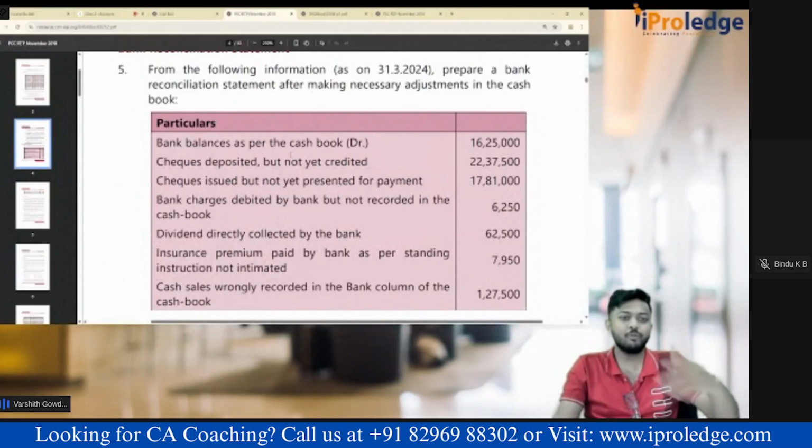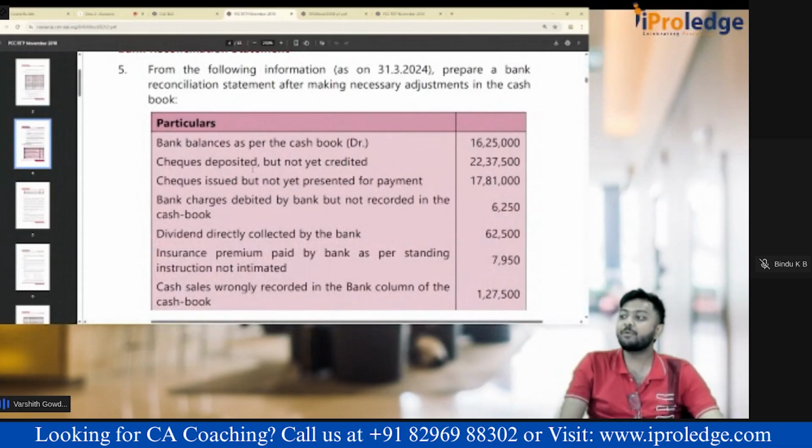First, it's a positive balance, leave it. Next, checks deposited but not yet credited. Is it BRS or adjusted cash book? Yes. Checks issued but not yet presented. Yes. Bank charges directly debited.